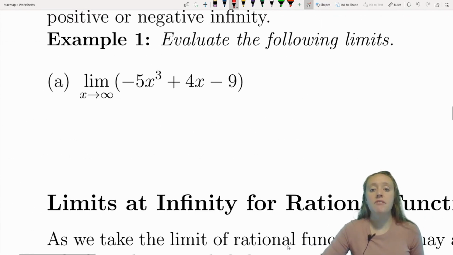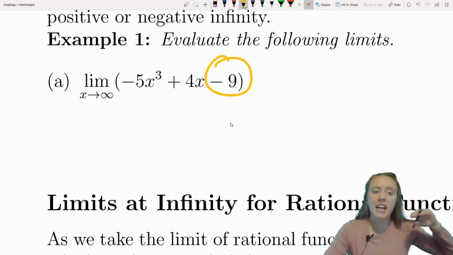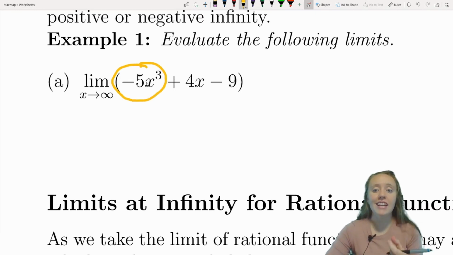So in 1a, I have the limit of negative 5x cubed plus 4x minus 9 as x approaches infinity. Now what I like to think about is what really dictates the growth of my function. Is this 9 really making a difference when I get towards the tails of my function? No. Is this 4x? Actually, no, it's not. It's whatever has the highest degree. So it's this negative 5x cubed that's dictating where my function is heading.